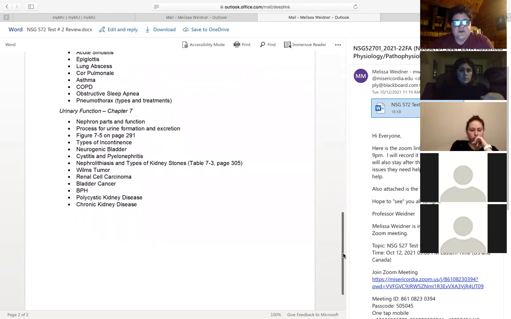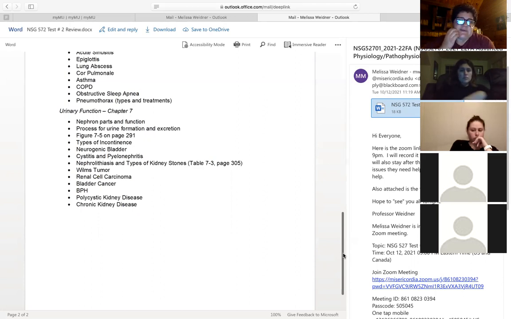And then as far as chapter 7 goes, on the very first page of the chapter, there's a diagram that shows the nephron parts and function. That's important to understand. You want to have a brief idea of what the process for urine formation and excretion is. Be familiar with figure 7.2 on page 291.